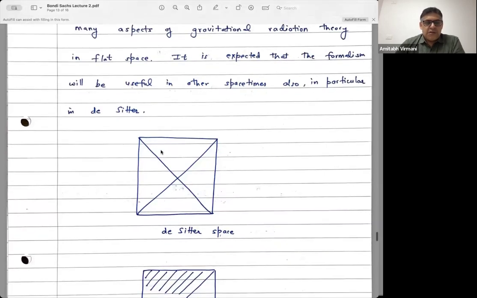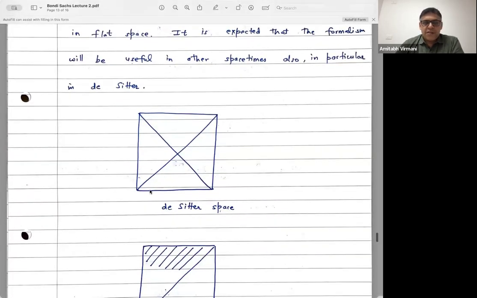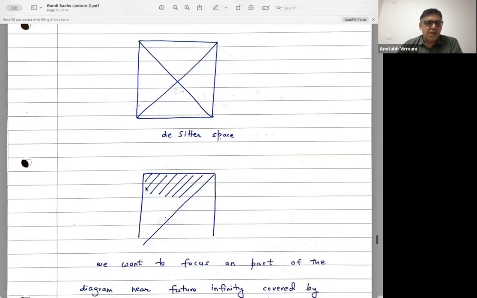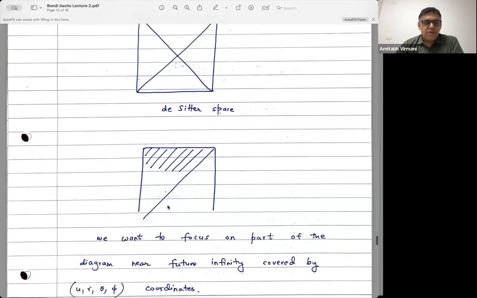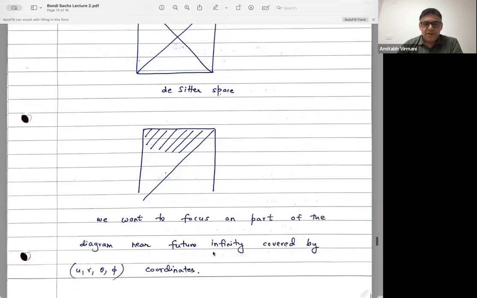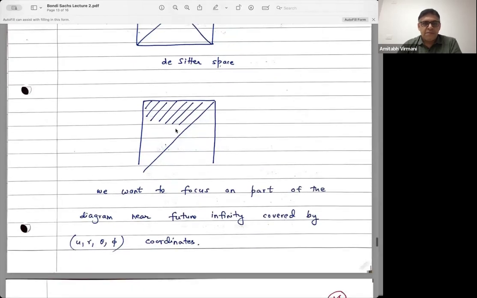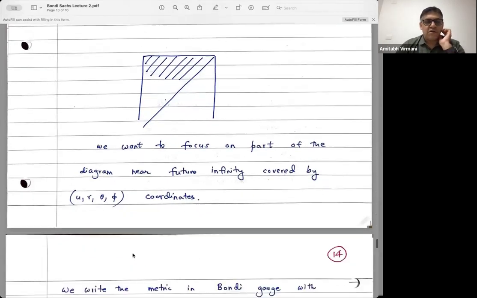Okay, so de Sitter space is like so. And what we are interested in is u, r, theta, phi coordinates. The u, r, theta, phi coordinates cover some part of de Sitter space, which is drawn by these lines. Okay, so we want to focus on the diagram where future null infinity is there. So this full line is there. And some part of this spacetime will be covered by u, r, theta, phi coordinates.